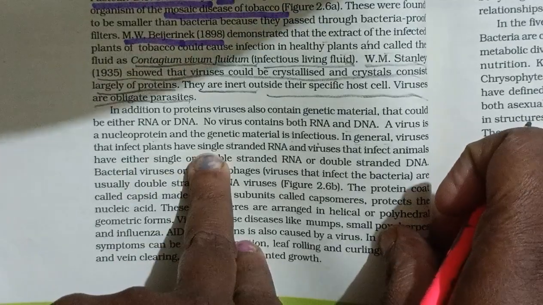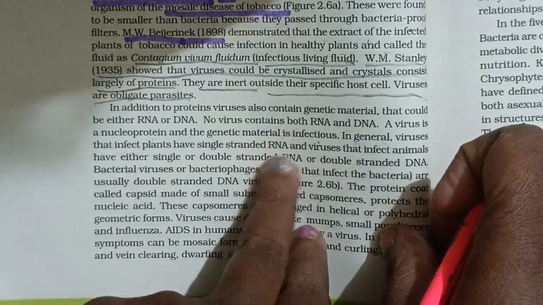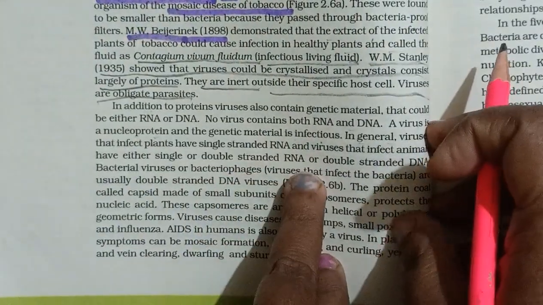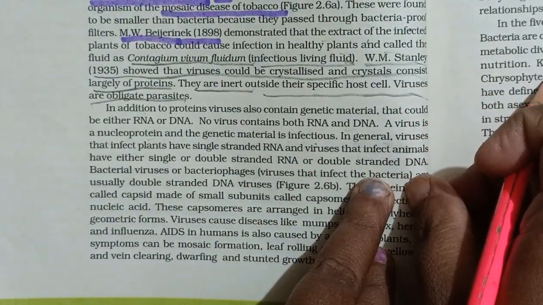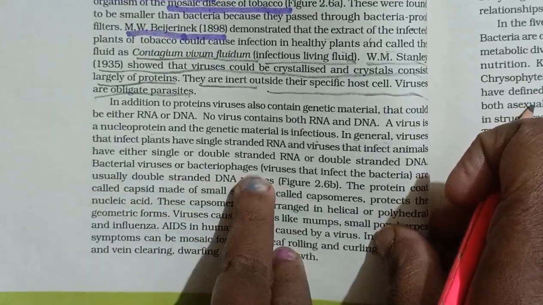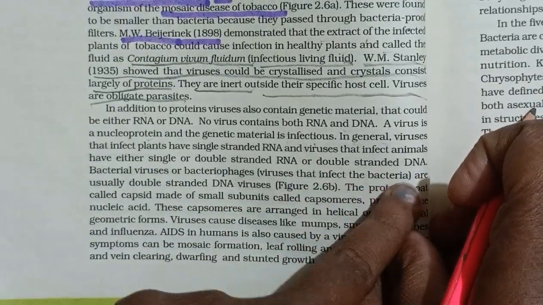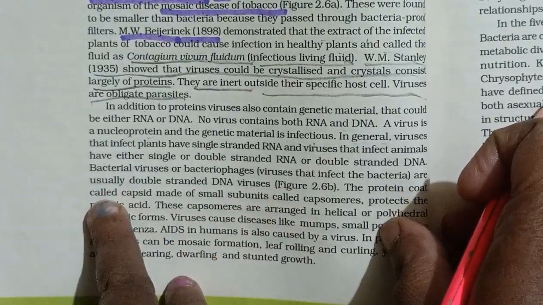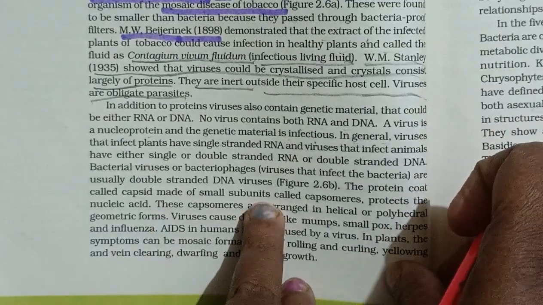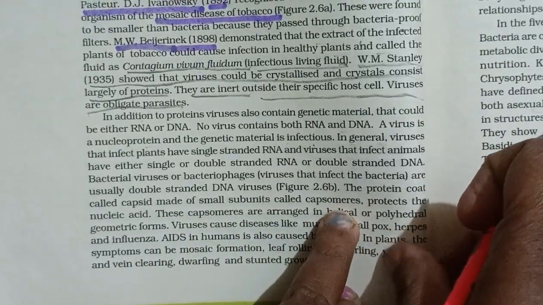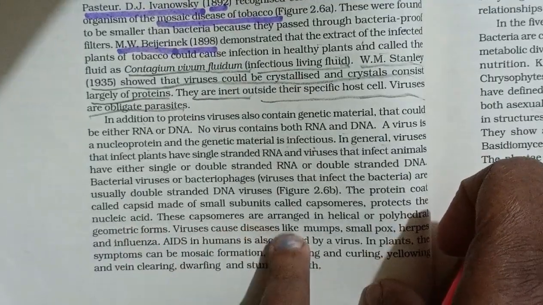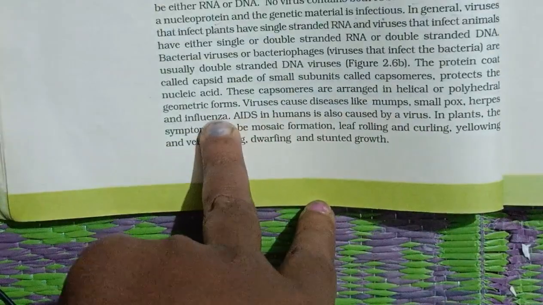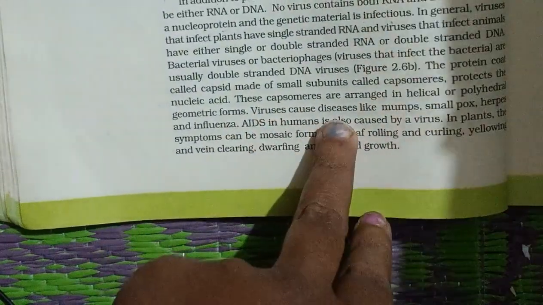In general, viruses that infect plants have single-stranded RNA, and viruses that infect animals have either single or double-stranded RNA or double-stranded DNA. Bacterial viruses or bacteriophages, viruses that infect bacteria, are usually double-stranded DNA viruses. The protein coat called the capsid, made of small subunits called capsomeres, protects the nucleic acid. These capsomeres are arranged in helical or polyhedral geometric forms.